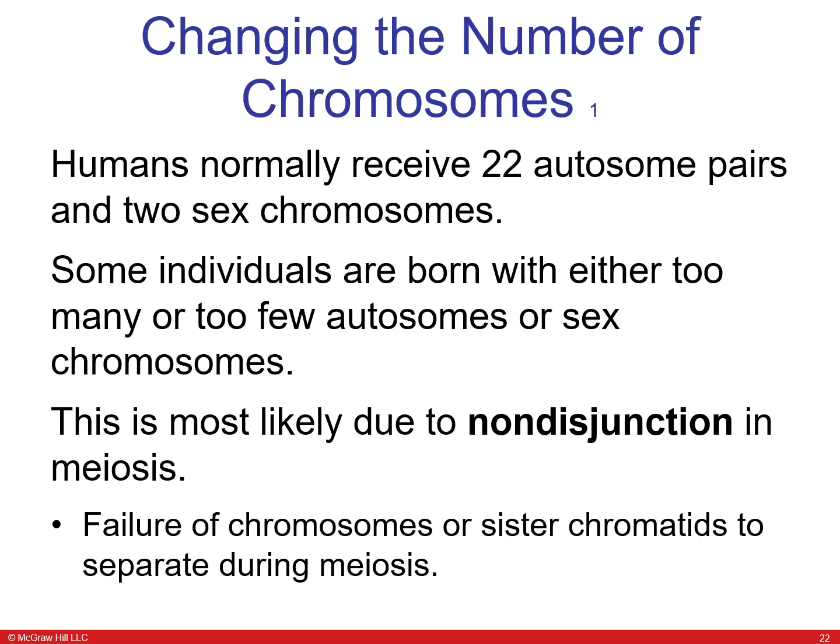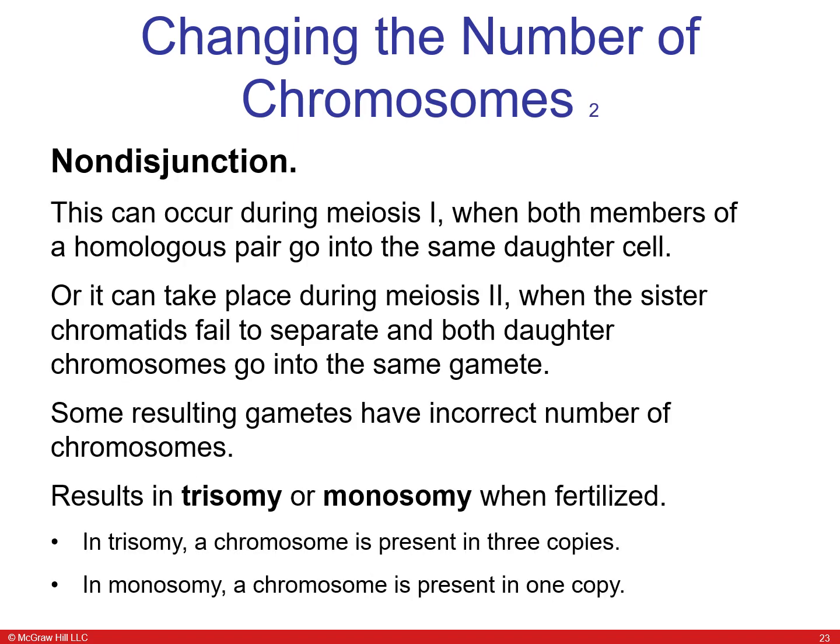However, some individuals are born with either too many or too few autosomes or sex chromosomes, and this is most likely due to non-disjunction in meiosis, or the failure of chromosomes or sister chromatids to separate during meiosis. Non-disjunction can occur during meiosis 1, or it can take place during meiosis 2. So the resulting gametes have incorrect numbers of chromosomes. This results in trisomy, having 3 chromosomes, or monosomy, having 1 chromosome, when fertilized.